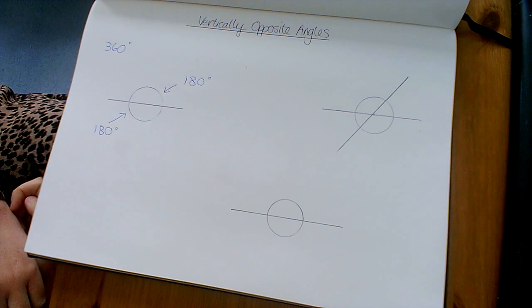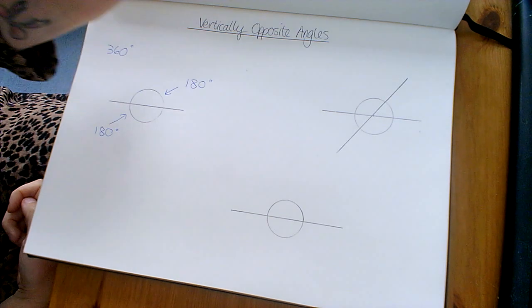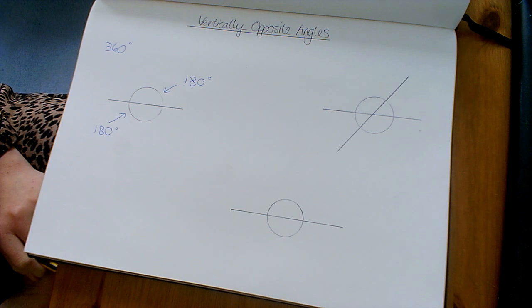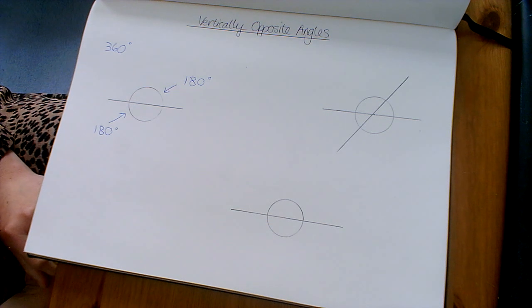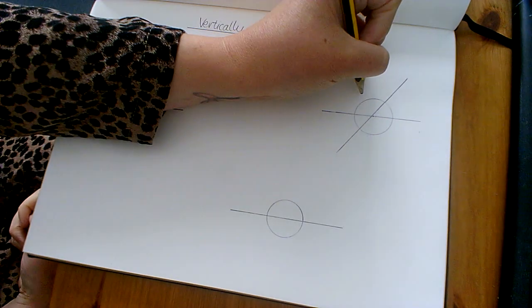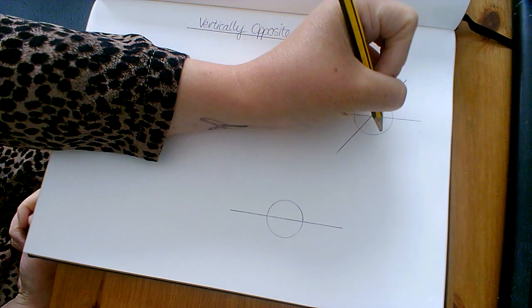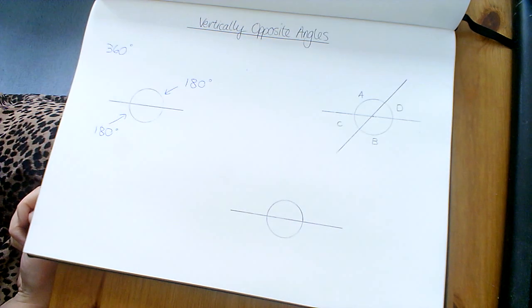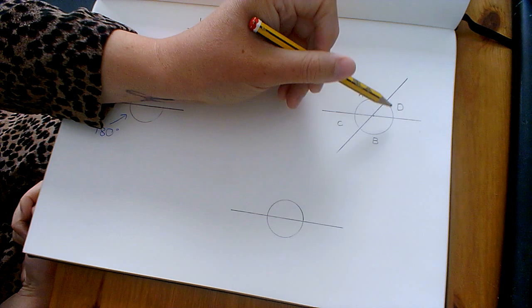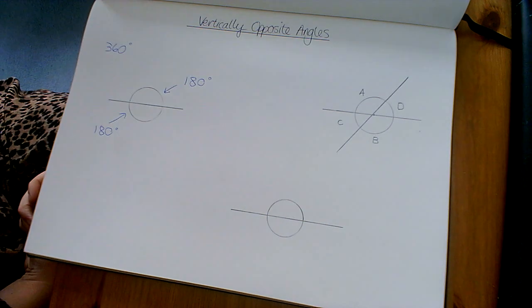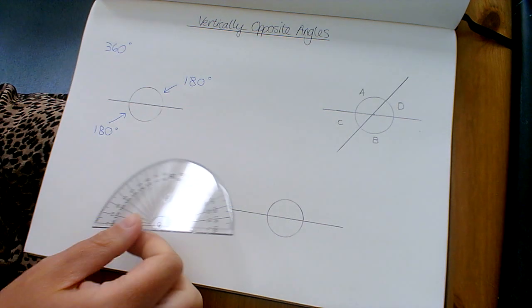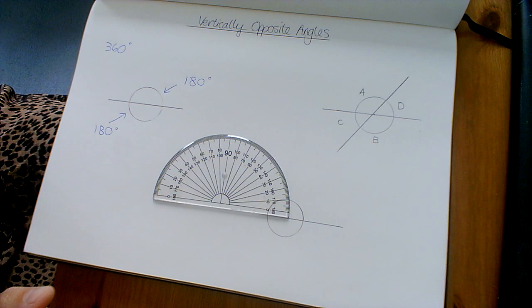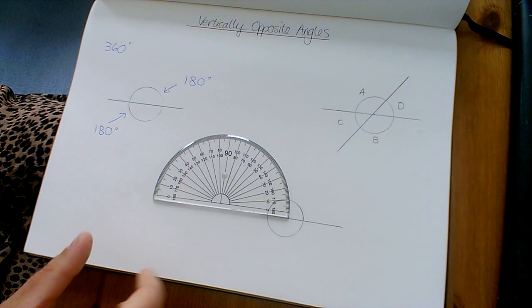And what we're going to say now is, knowing what we know about vertically opposite angles, they should always be equal. So let's label these, I've got A, B, C and D. So if my thinking is correct, A and B should be equal, and I'm going to test it by using a protractor to measure.